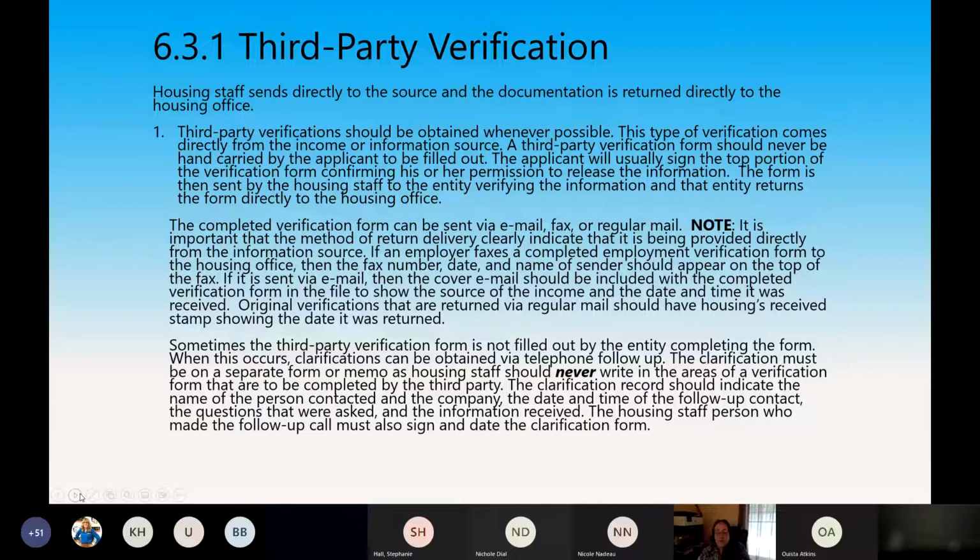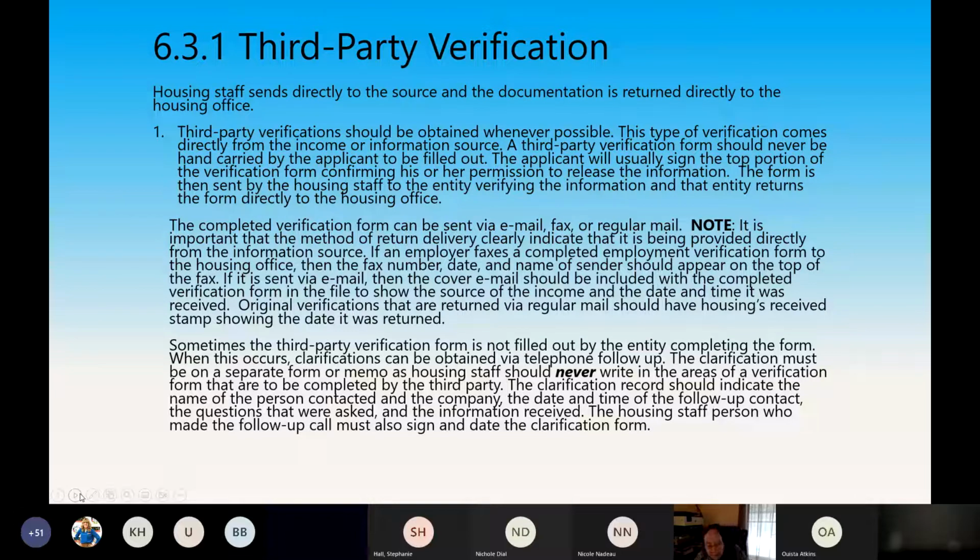If an employer faxes a completed employment verification form to the housing office, then the fax number, the date, and the name of the sender should appear at the top of that fax. If it is sent via email, the cover email should be included and completed with that verification form. Original verifications that are returned via regular mail should have a housing received stamp showing the date that it was returned. So keep that information in your record. Remember, you have to make sure that they're eligible at the time of admission.